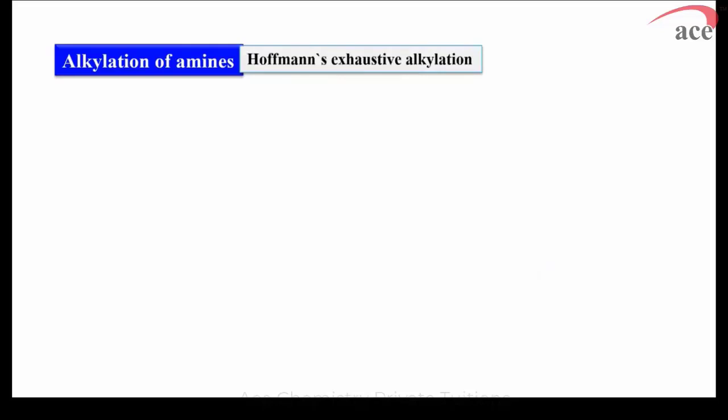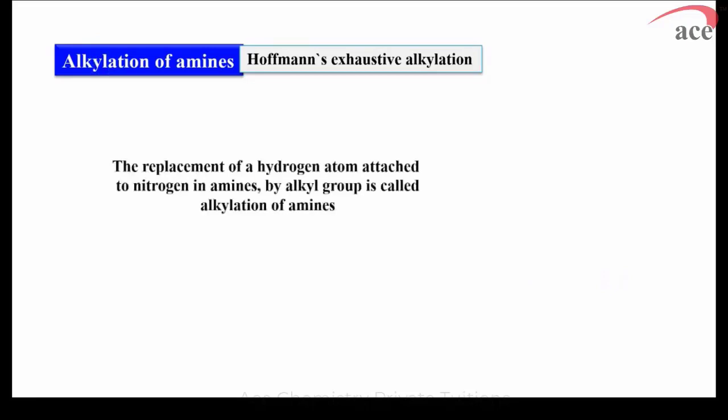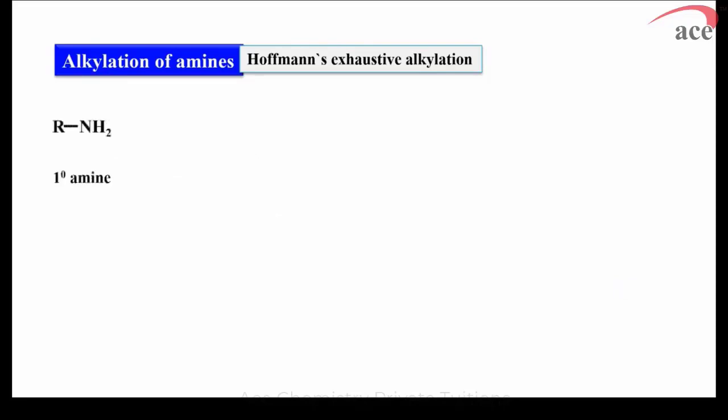Now, here it is amines for Hoffmann's alkylation. Why exhaustive? Because excess of alkyl halides is used. The replacement of the hydrogen atom of amines by an alkyl group is called alkylation of amines. When a primary amine is treated with excess of alkyl halide, donation of lone pair, nucleophilic substitution with the loss of HX will result in the formation of a secondary amine, R2NH.